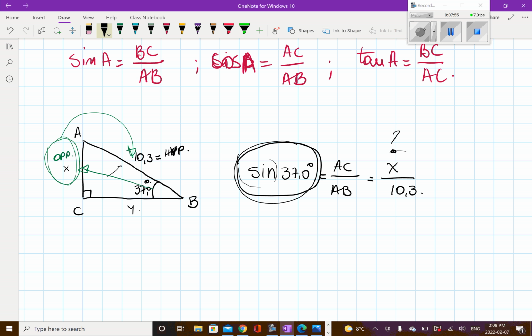So what we do is we multiply both sides by 10.3 to cancel the dividing by 10.3 that is on the right side. So then we will have 10.3 times sine 37 is equal to X. X will be 10.3 times sine 37, which equals 6.20.